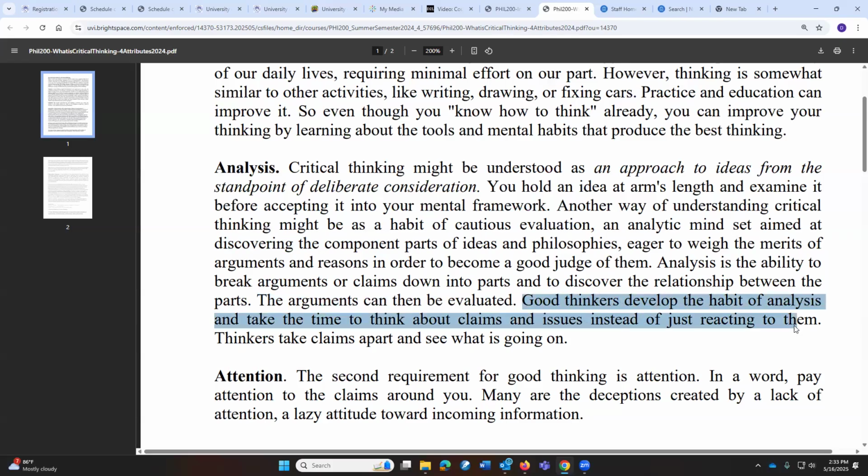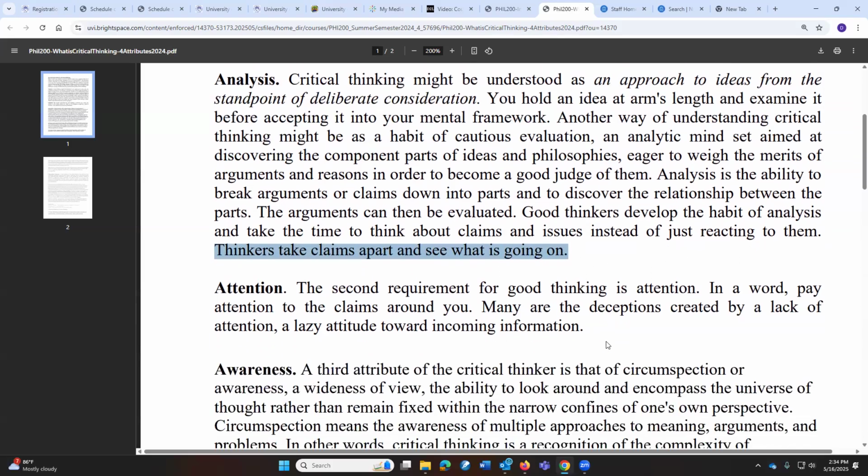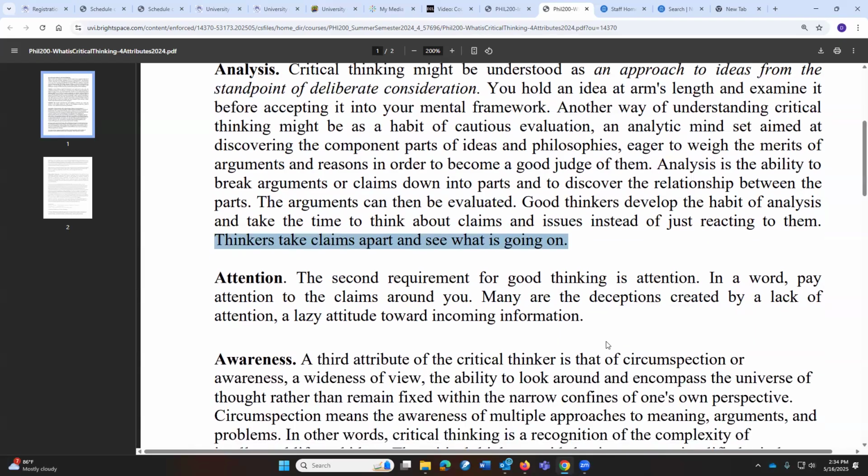Good thinkers develop the habit of analysis and take time to think about claims and issues instead of just reacting to them. The difference between reacting and responding is analysis. We react to things that we don't really know very well. We respond to things that we do know very well. Thinkers take claims apart and see what's actually going on beneath the surface.